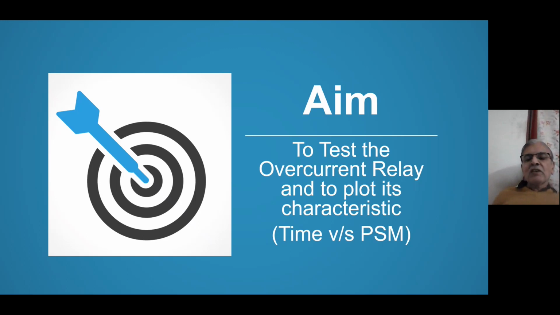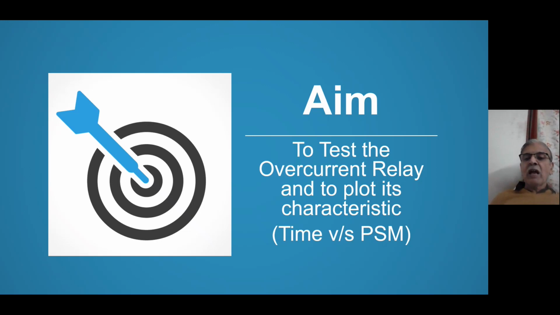Similarly, at PSM2, time of operation is 10 seconds. At PSM10, it is 3 seconds. If it is not, then what do the IS say? Standards say that up to PSM2, the time is not defined. Relay should operate. That is only standard is telling. From PSM2 to 4, the time error allowed is plus or minus 12.5%.